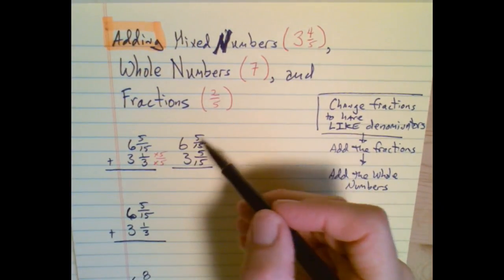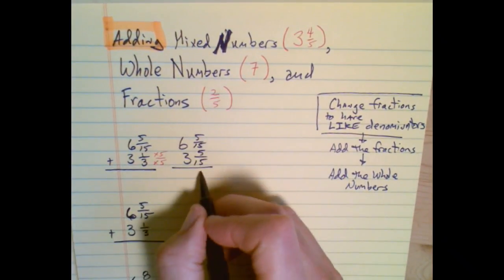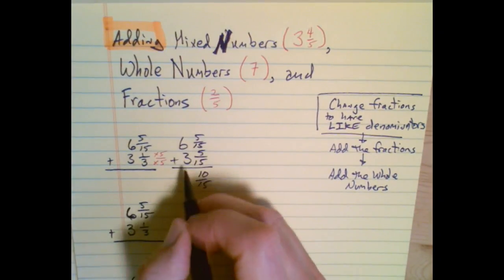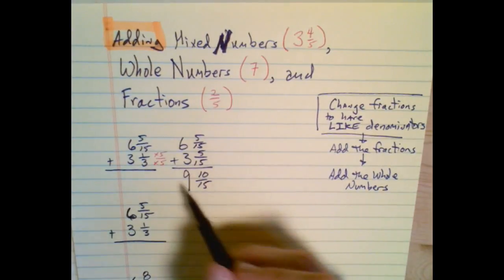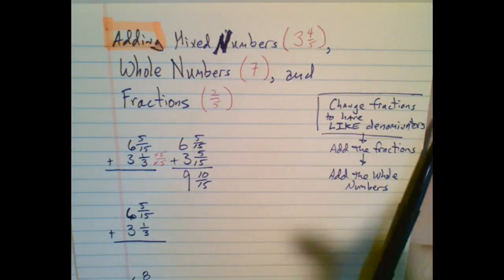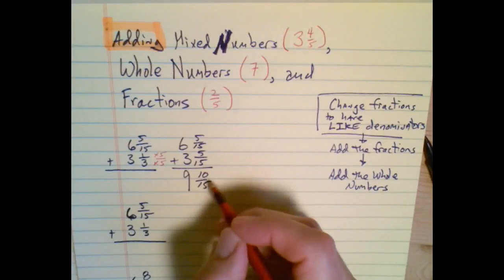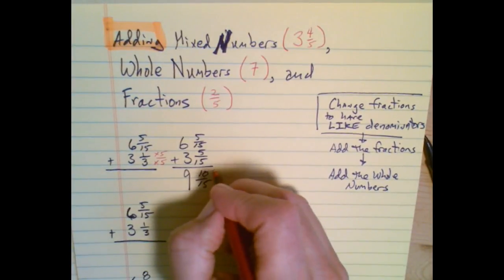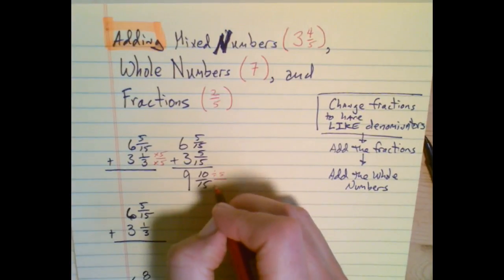Now I'm going to add the fractions. 5/15 plus 5/15 is 10/15. And 6 plus 3 is 9. So I have 9 and 10/15. But I notice I can divide top and bottom here by 5, right? Because both numbers end in a 0 or 5. So I know I can divide this by 5, and I know I can divide this by 5.